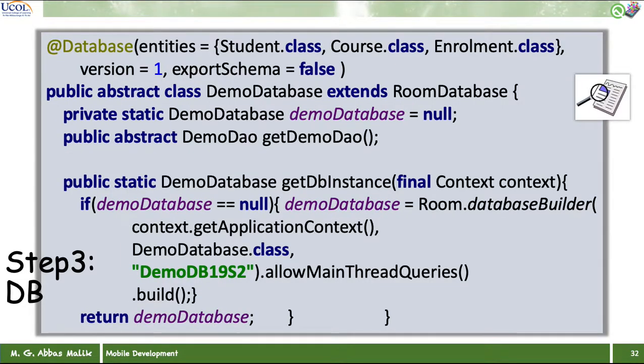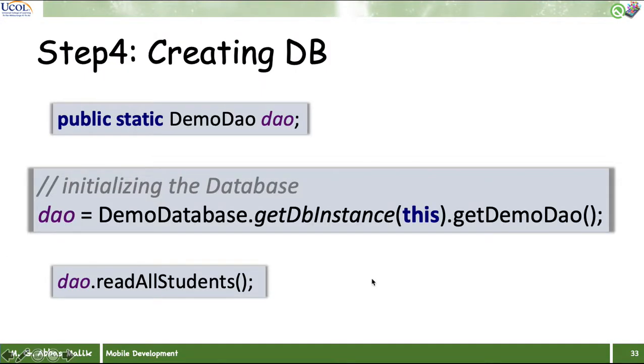And as I explained earlier, allow main thread queries means that we can simply write this code within the class of any activity, and it will work perfectly fine. So this is our theoretical part of the Room architecture, and in the next video I will show you how we can actually create all those things within Android Studio and how it is going to work for us. Thank you.